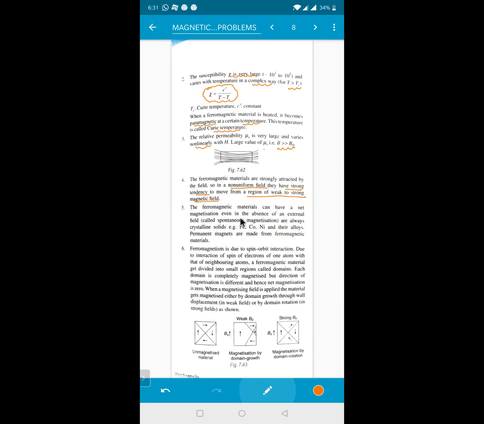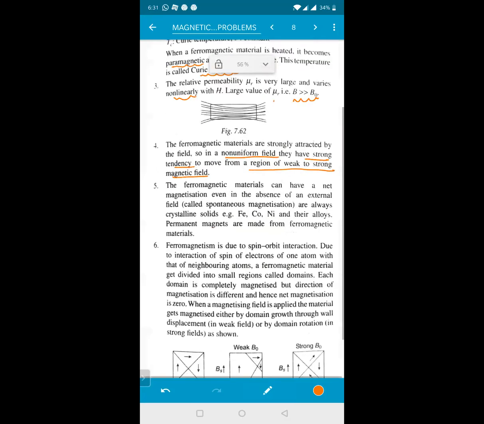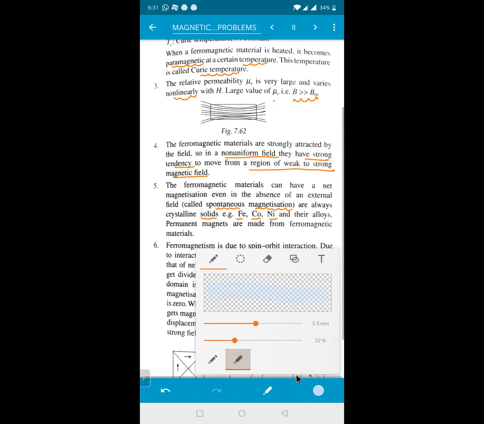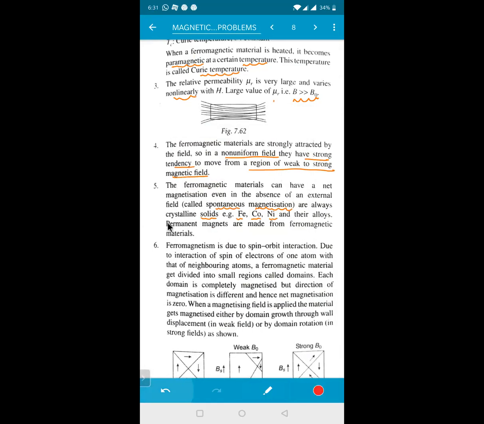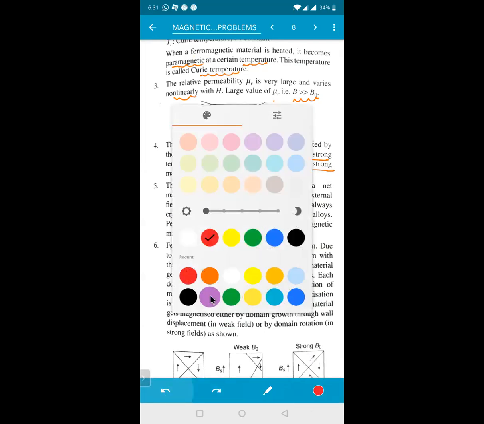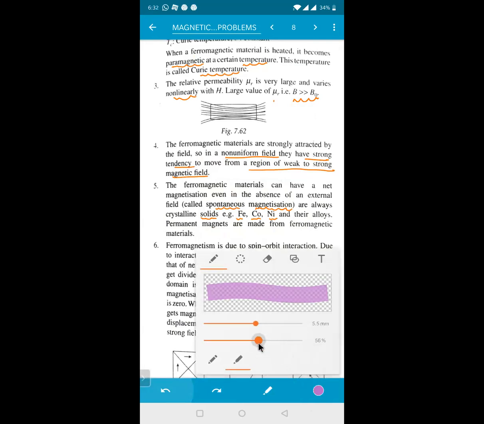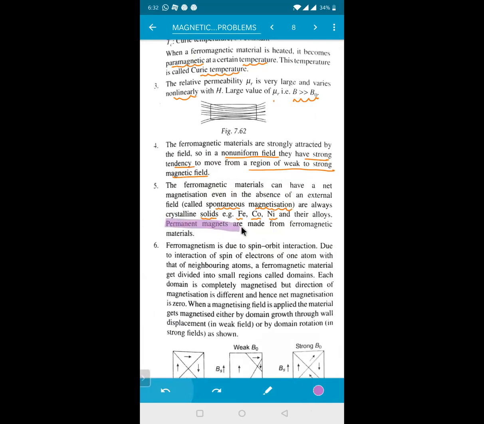The ferromagnetic material can have a net magnetization even in the absence of an external field, which is called spontaneous magnetization, and are always in crystalline solids like iron, cobalt, nickel, and their alloys. Permanent magnets are made from the ferromagnetic materials. This is something very important. You need to remember. Permanent magnets are made from the ferromagnetic material.